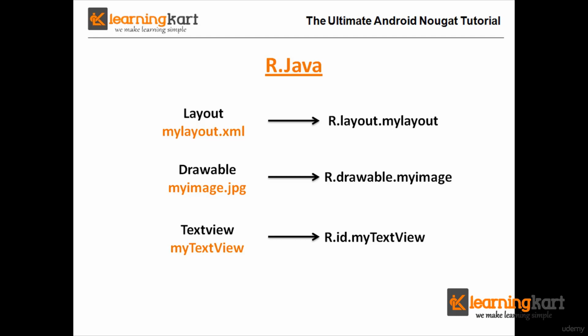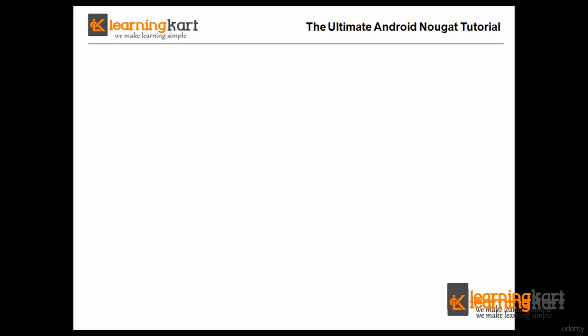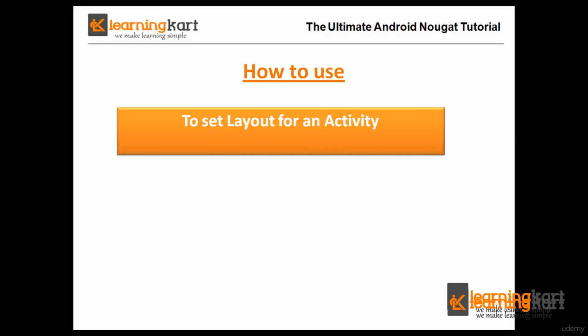Now let's see how you find this class and how we can see how entries are made in this file. So now let's see how we use this R.layout or R.id in our activity class. Now if you need to set the layout for an activity, the method to call is setContentView, and what you need to pass is an object reference to the layout if you create it in Java code. And if you create an XML layout, then you need to pass in R.layout and the name of the layout. So this is where this R.layout comes into the picture.